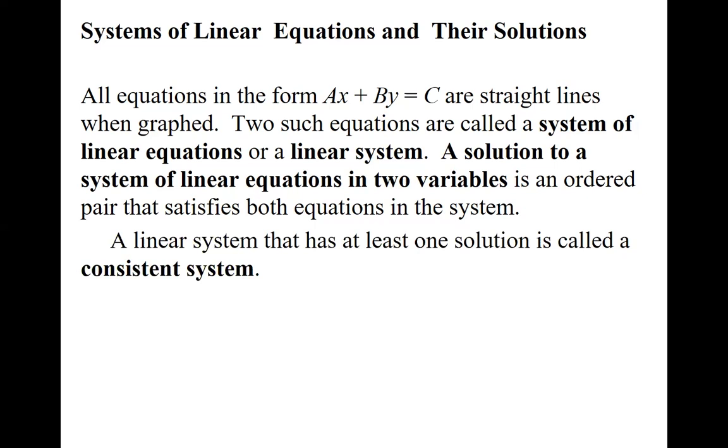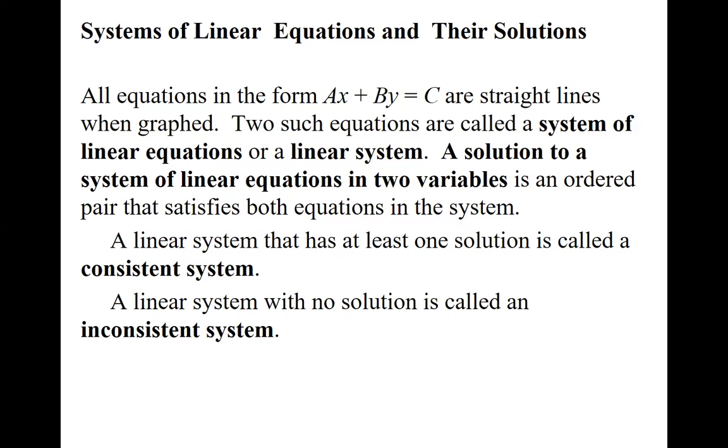A linear system that has at least one solution is called a consistent system. A linear system with no solution is called an inconsistent system.